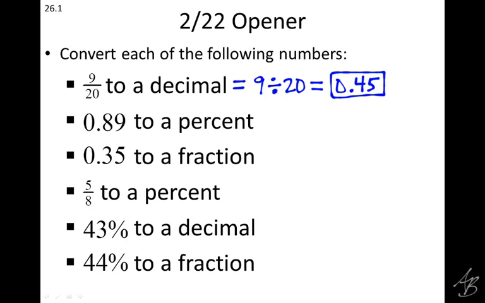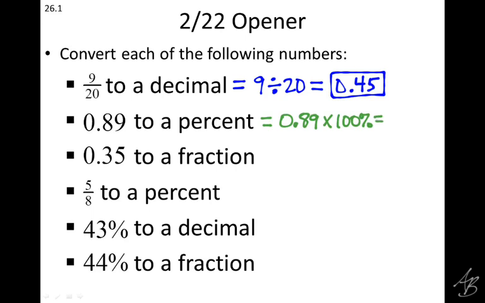Next one, we want to change 0.89 to a percent. How do we change a decimal into a percent, Emily? We take 0.89 and multiply it by 100. Perfect. So we're going to take the decimal 0.89 and multiply it by 100%. There's 2 ways we can do this. If we're going to do this in the calculator, we should write this down so that we know what we're putting into the calculator.